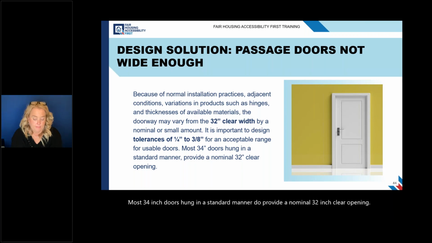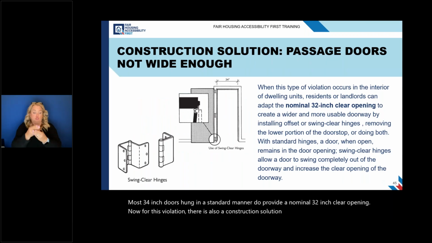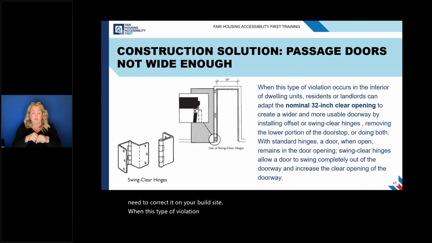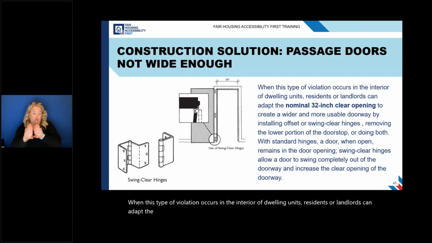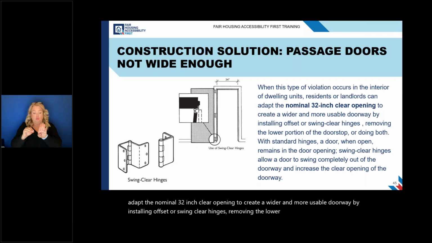Now, for this violation, there is also a construction solution. So if this already happened and you need to correct it on your build site, you can. When this type of violation occurs in the interior of dwelling units, residents or landlords can adapt the nominal 32-inch clear opening to create a wider and more usable doorway by installing offset or swing clear hinges, removing the lower portion of the door stop, or doing both.